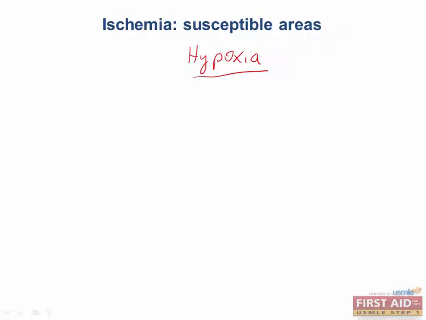So let's remember again that hypoxia was the most common cause of necrosis, right? I'm going to ask you again, what's the most common cause of hypoxia? And I'll give you a hint. The answer's on the screen. That's right, it's ischemia. Okay, so ischemia, the definition again was a decrease in blood flow, right? So now we're going to talk about what tissues are most susceptible to a decrease in blood flow.